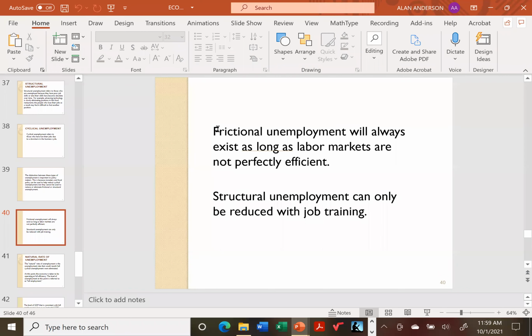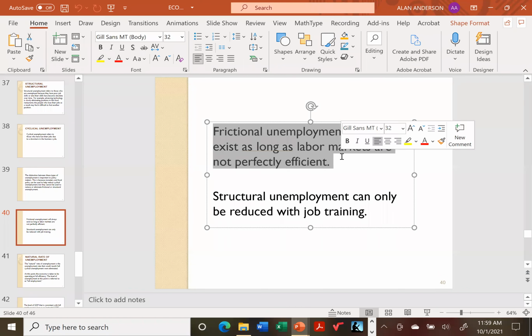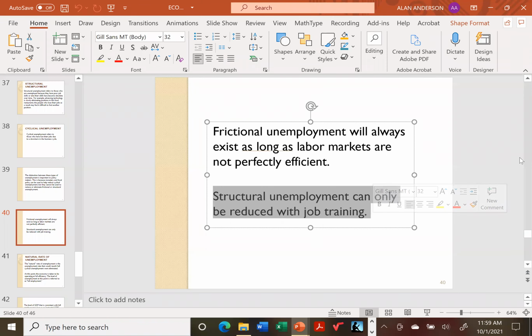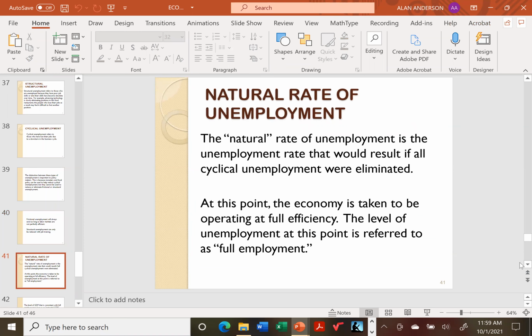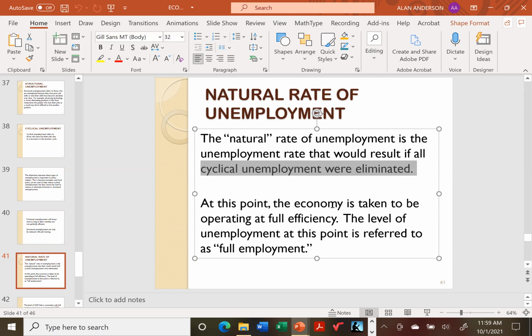Okay. Now, there's nothing policymakers can do about frictional unemployment because labor markets are not perfect. Structural requires training. Okay. If you dropped out of high school and you don't speak English, you might not ever get a job unless you get more training. It has nothing to do with the economy. And then the natural rate is, like I said, the rate we would reach if we finally eliminated all cyclical unemployment. And that is also defined as full employment.